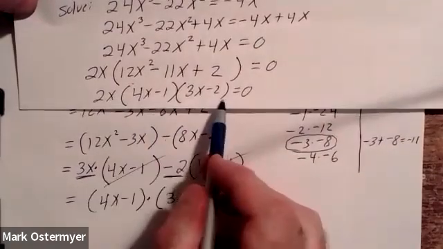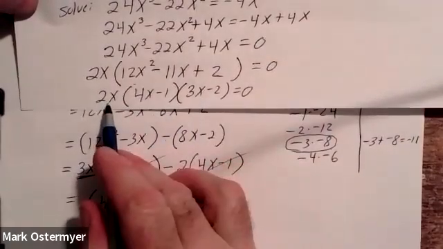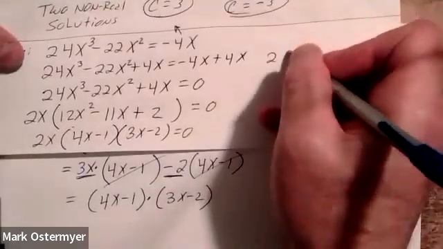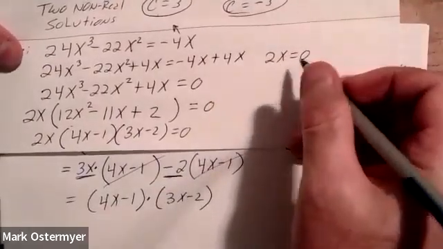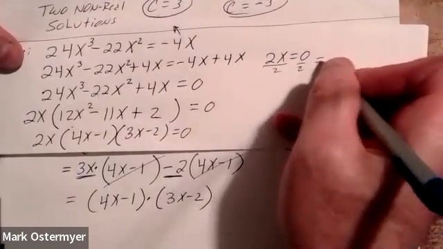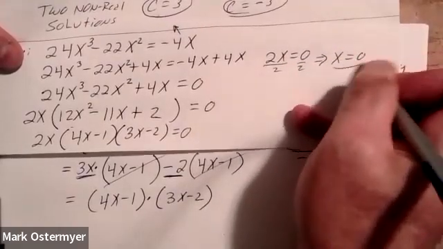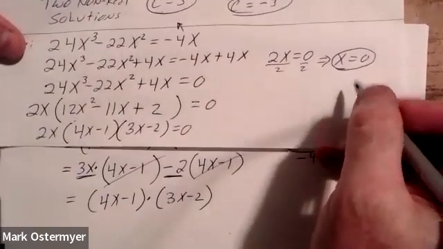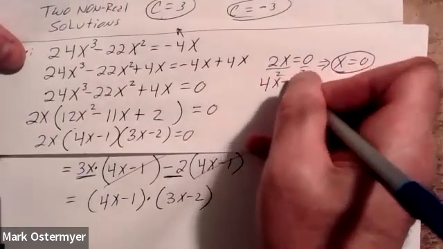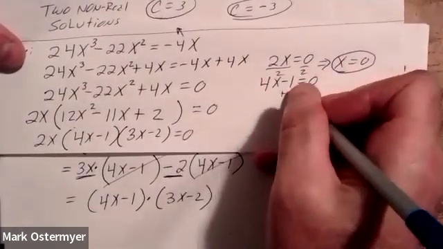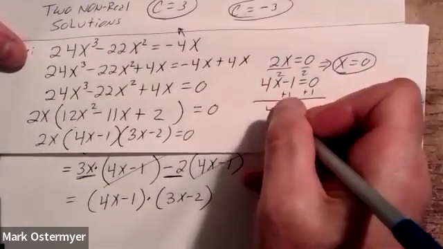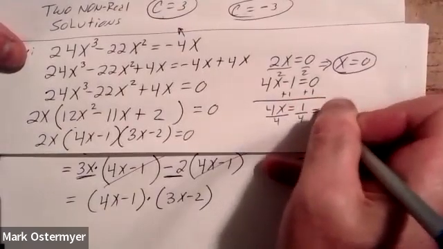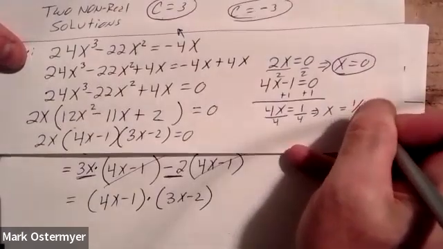Let's now set all our variable factors equal to 0. That means we got to set 2x, 4x minus 1, and 3x minus 2 all equal to 0. When we set 2x equal to 0 and solve for x by dividing both sides by 2, we get one solution as being 0. Setting the other factor, 4x minus 1, equal to 0 and solving for x, we add 1 to both sides. We get 4x equals 1, divide both sides by 4. And this implies that another solution is 1/4.